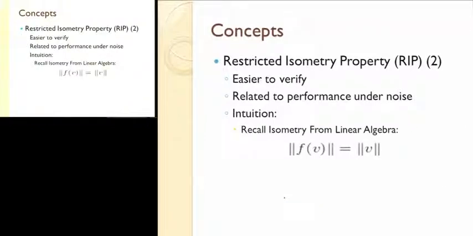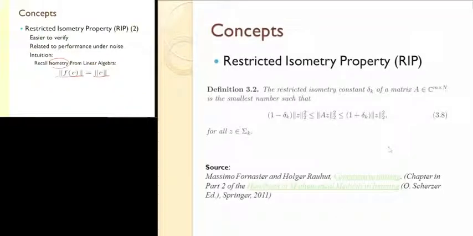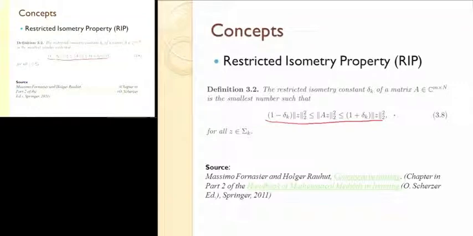So here are some advantages of RIP. First, it's easier to verify because we can just verify the distance of the image and the pre-image. Also, it's related to performance under noise. Once it's satisfied, it guarantees some performance and some noise resiliency. And the intuition is not that hard. It's related to isometry, which means the norm of the image is equal to the norm of the vector itself. The RIP is very close to that. It just means it does not deviate from the original distance too much.